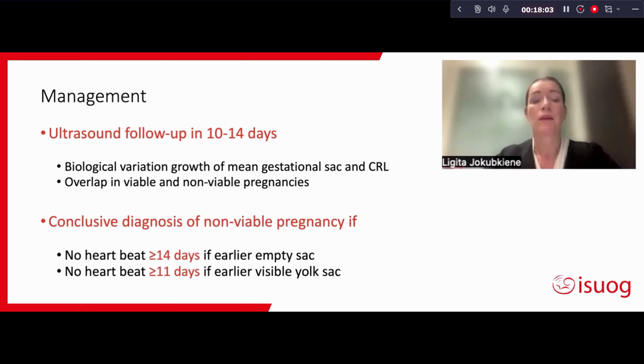And if at follow-up at least 14 days later, in case of an earlier empty gestational sac, we do not see any heartbeat, we can say that the diagnosis of non-viable intrauterine pregnancy is conclusive. And if a yolk sac was visible during the first ultrasound examination, and we do not see any heartbeat at the next scan at least 11 days later, we can say that this is a conclusive diagnosis of non-viable pregnancy.